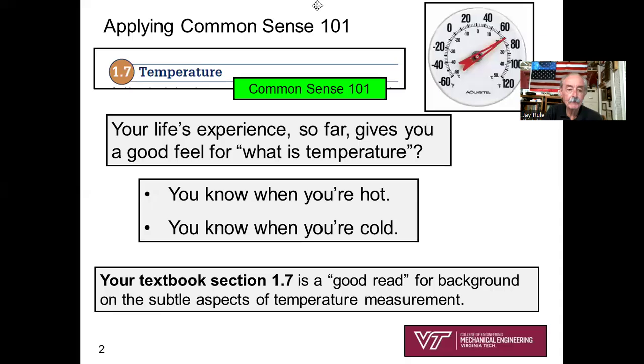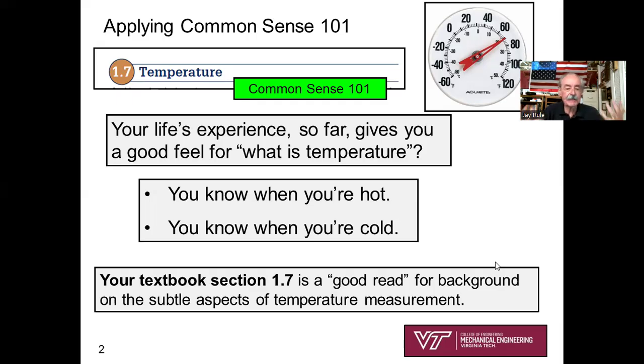Well, this is a very traditional and old school way of measuring temperature. So let's get started and talk about some of the details you'll need to know to get good at this property in thermodynamics class. So let's apply a little common sense 101 to get started in talking about section 1.7 called temperature.